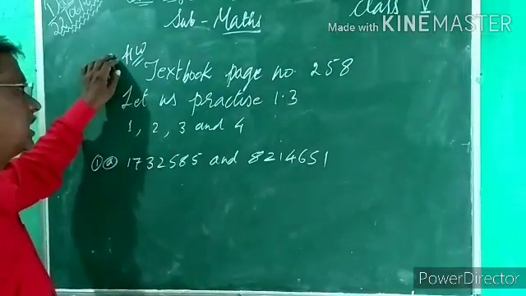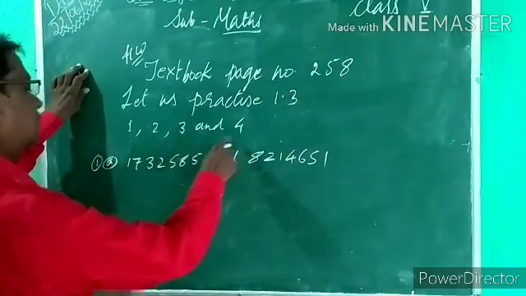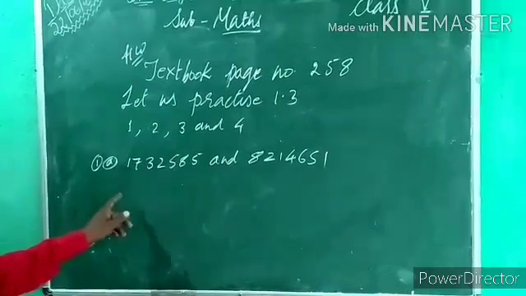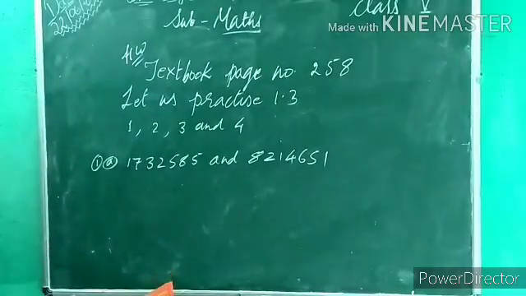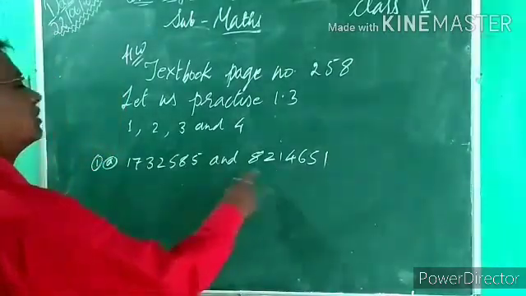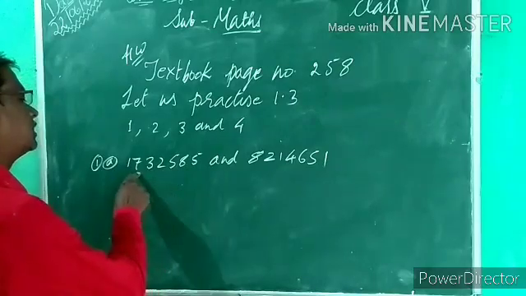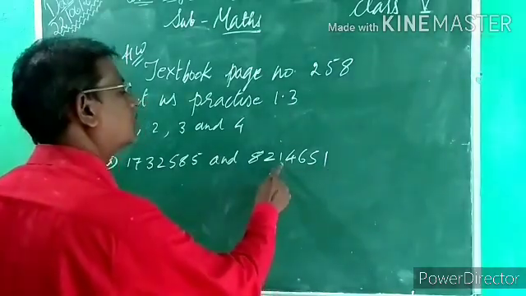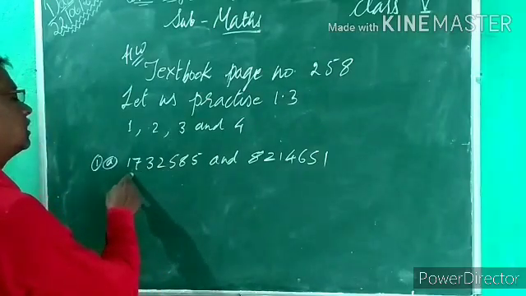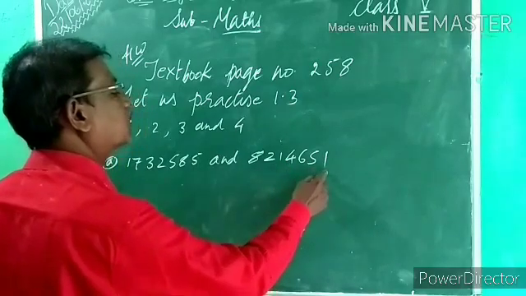Now homework. Textbook page number 258. Let us practice 1.3, first, second, third, and fourth. Only 4 questions, you have to complete all 4. For example, first one, what is given? Which is the greater number in each of the following pairs? This pair means jodi. Among these 2 numbers, we have to find which is the greater number. Now how many digit number? 1, 2, 3, 4, 5, 6, 7. How to read? 1, 10, 100, 1000, 10,000, lakh, 10 lakh. 17 lakh 32,585. Here 82 lakh 14,651.